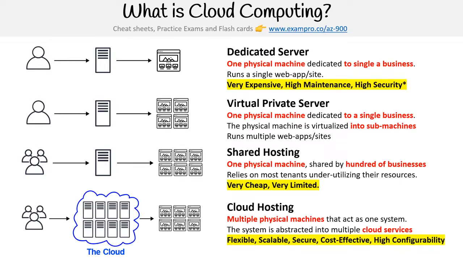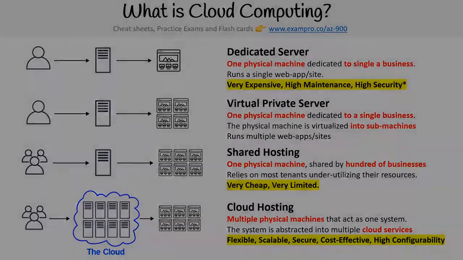Now coming down to cloud hosting, it gives us the best of both worlds. We have multiple physical machines that act as one system, which could be described as the cloud. That system is abstracted away into multiple cloud services. So you get flexibility and scalability. It's very secure, very cost effective, and highly configurable. So that is where we're at, and that is generally what cloud computing and cloud hosting is.